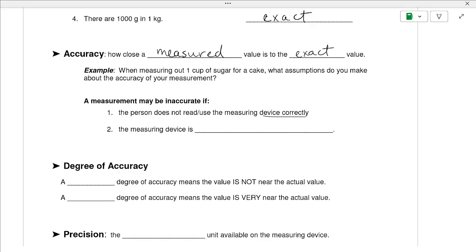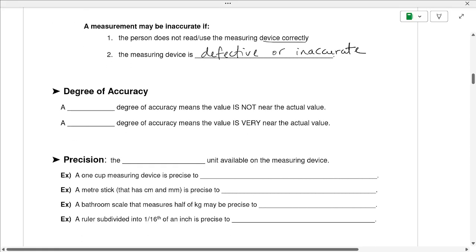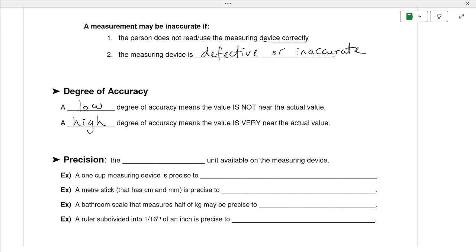The other problem, of course, is you can have a measuring device that is defective or inaccurate. There can be, of course, degrees of accuracy. A low degree of accuracy means the value is not very near the actual value you're supposed to get. A high degree of accuracy means that the value is very near the actual value.